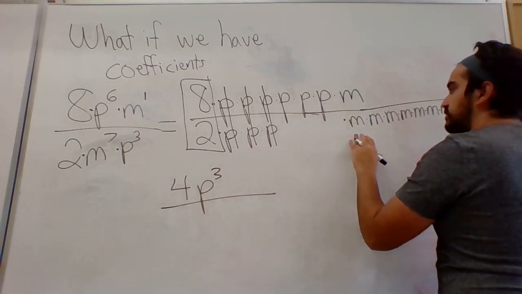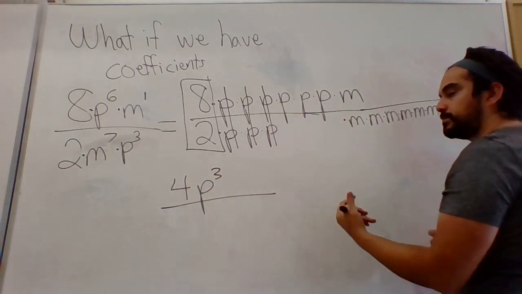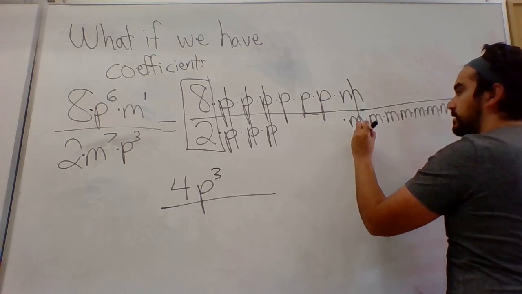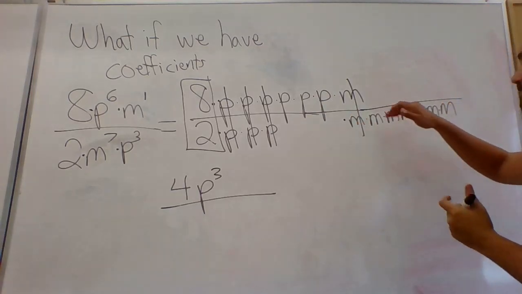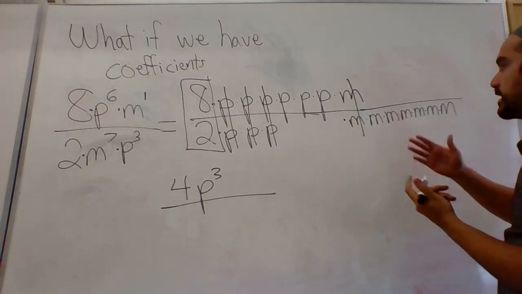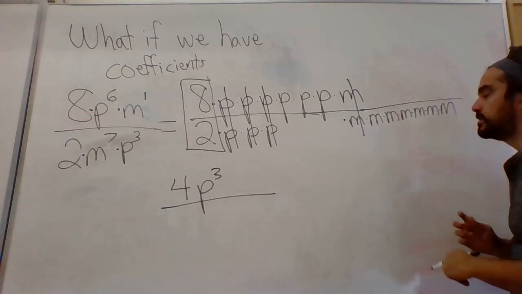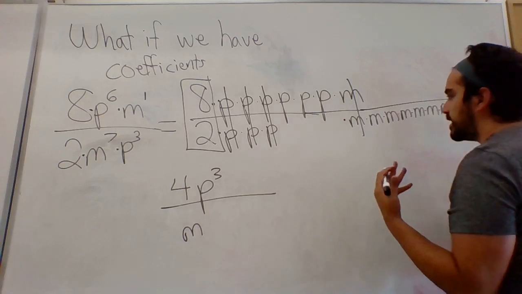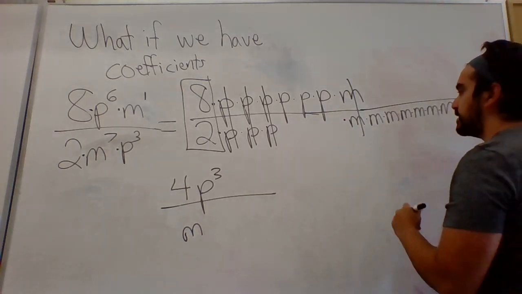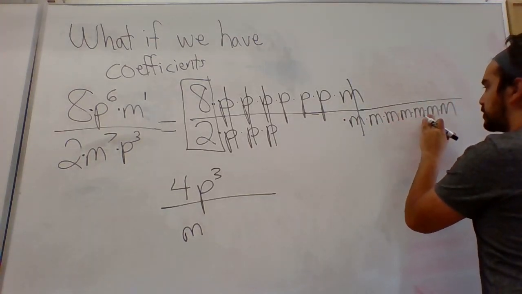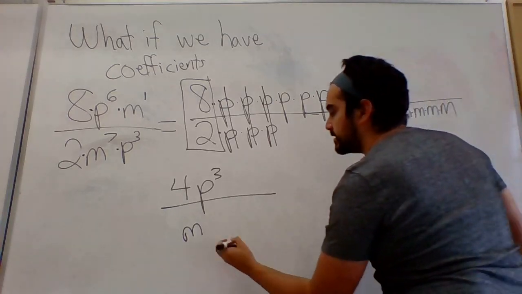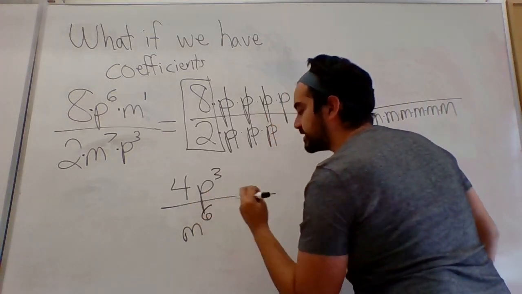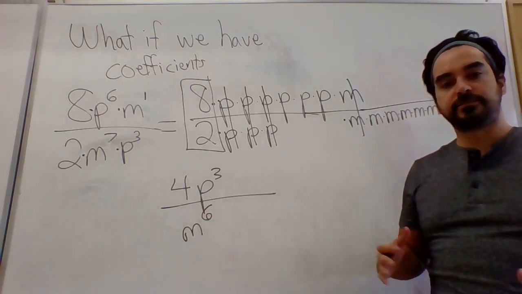Now, let's go to the next one, n. Anything divided by itself is going to be 1. Well, I have no more n's on top. So I have n's at the bottom. So how many n's do I have that are being multiplied? 1, 2, 3, 4, 5, 6. 6. So that'll be n to the sixth power. And that's the solution for this problem.